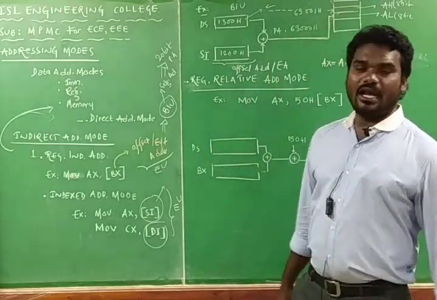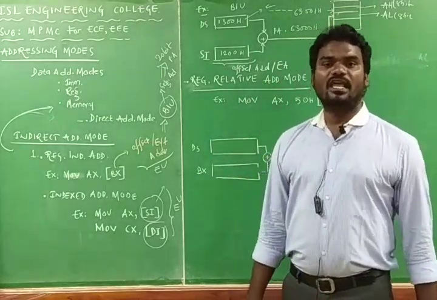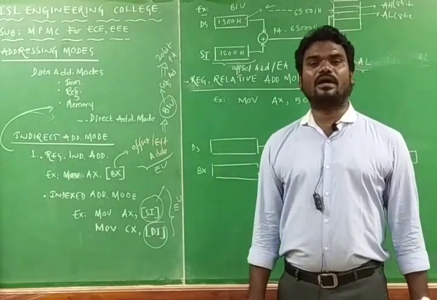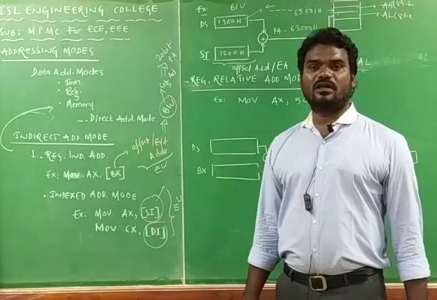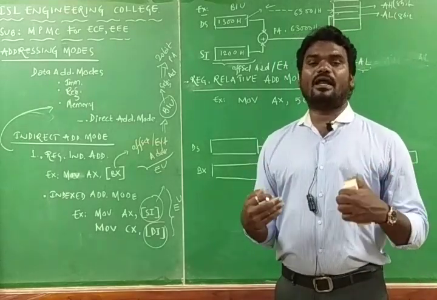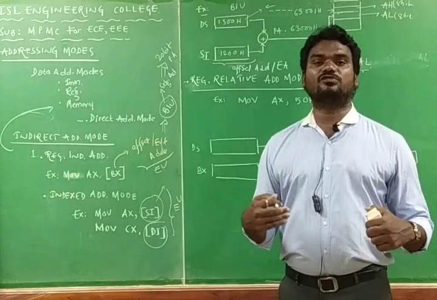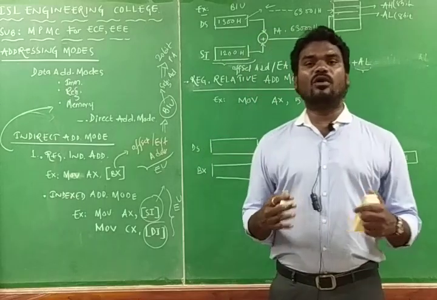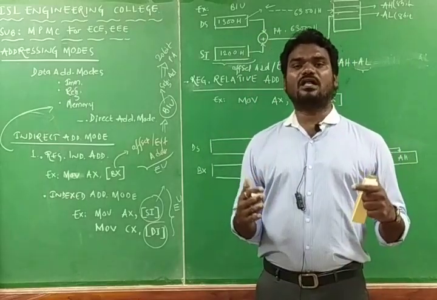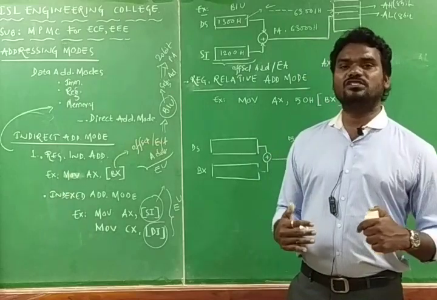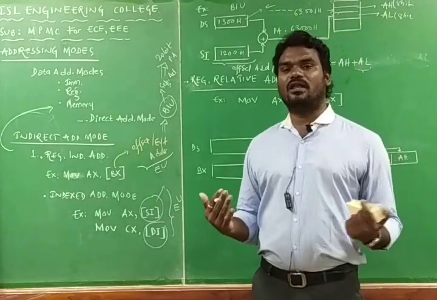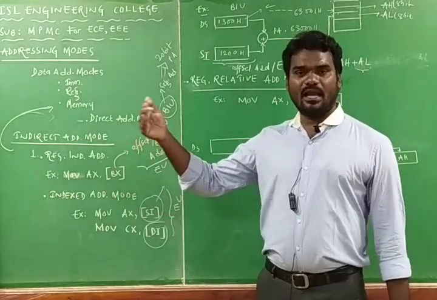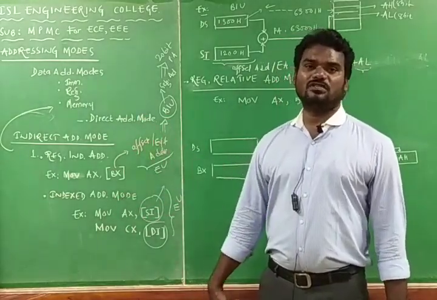That physical address identifies one particular memory location in the 1 megabyte of memory, and from there the operand can be accessed by the microprocessor. The way in which the operand can be accessed by the 8086 microprocessor is called the addressing mode. We have defined this addressing mode. Addressing mode is nothing but the way in which the operand can be accessed by the 8086 microprocessor. In this way, the operand is accessed.